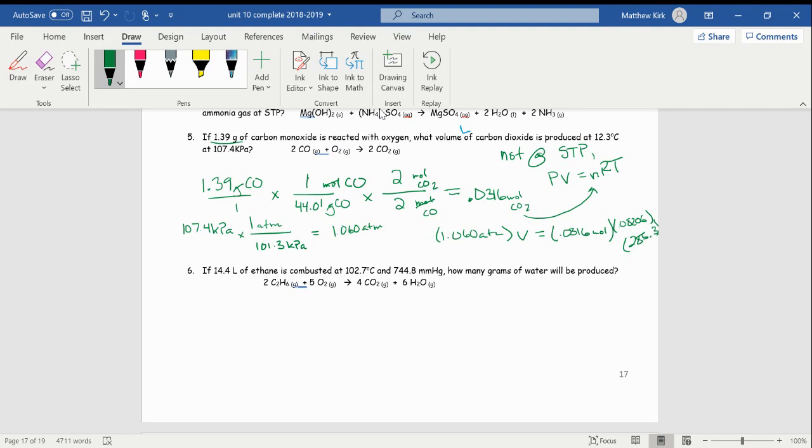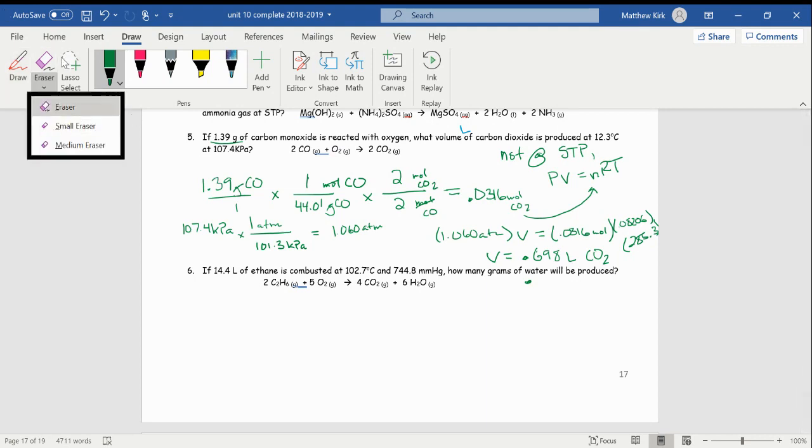So moles times R times that temperature of 285.3. And my math's all over the place. So 285.3 times R times moles. And I get like 0.7398. And then I have to divide by 1.06. And I get my final answer, my final volume as being, I hope I wrote it in the right place, 0.698 liters of CO2.